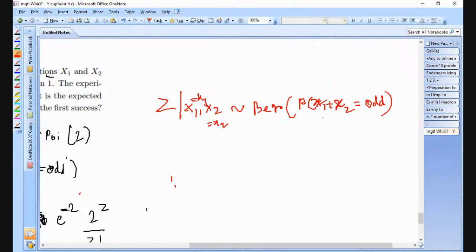This is the idea. You can also write that the probability of z given x1 plus x2 is equal to x, follows Bernoulli, probability. No, it will be actually x1 plus x2. Look at this.